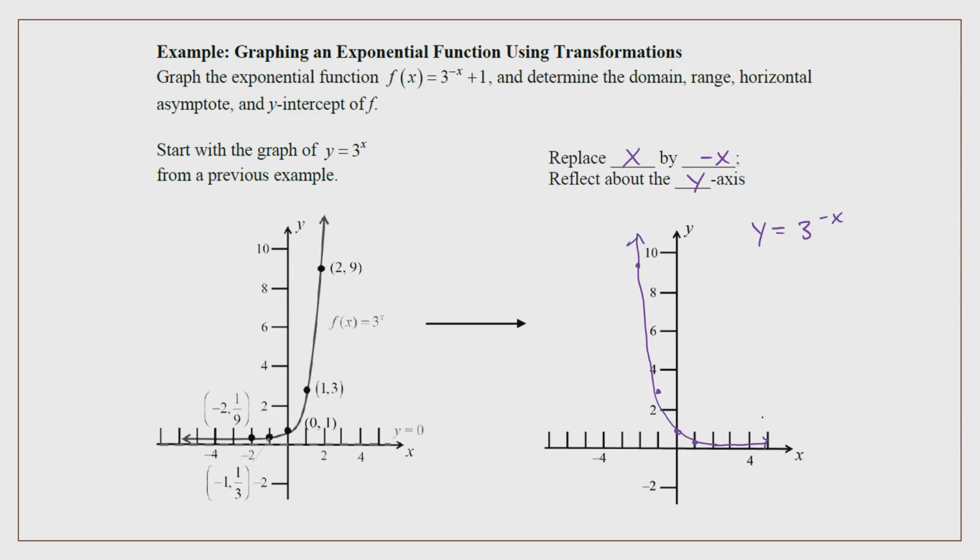Okay, so let's take our first point here, which is -2, 9. Well, let me label all of these for us. So this is going to be -1, 3. And this is 0, 1. This is 1, 1/3. And this one is 2 and 1/9. Okay, so all of the y coordinates are going to go up by 1.